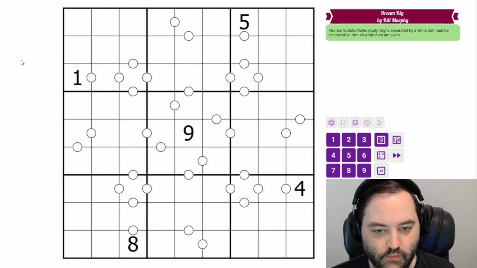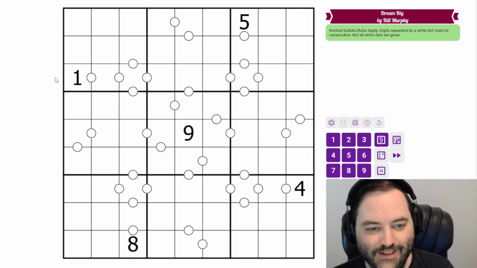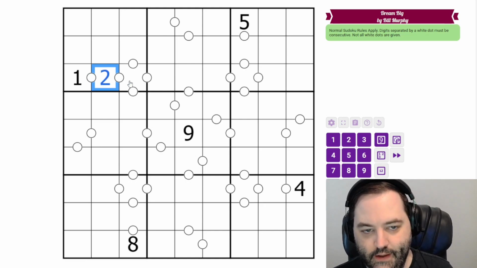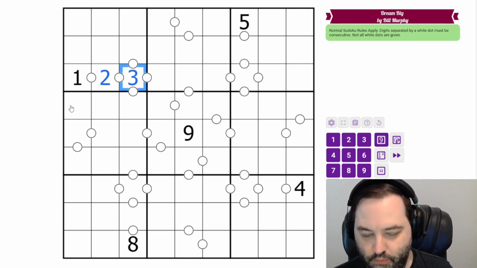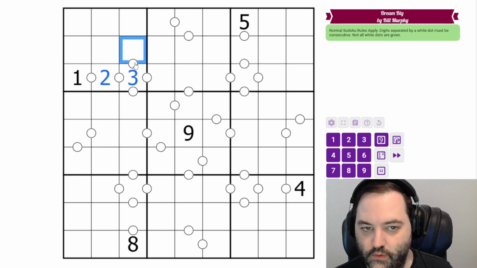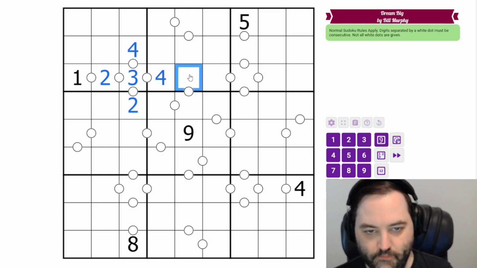And I have solved this before, so hopefully I will remember what I did. But we're going to start with this 1 here. There's only one other digit that can go next to 1 that is consecutive. That's 2. And now this digit needs to be consecutive with 2, but it's not 1, so it must be 3. This digit must be consecutive with 3, but it's not 2, so it's 4. And this digit can't be 4, so it's 2. And this digit can't be 2, so it's 4. So those are all resolved.